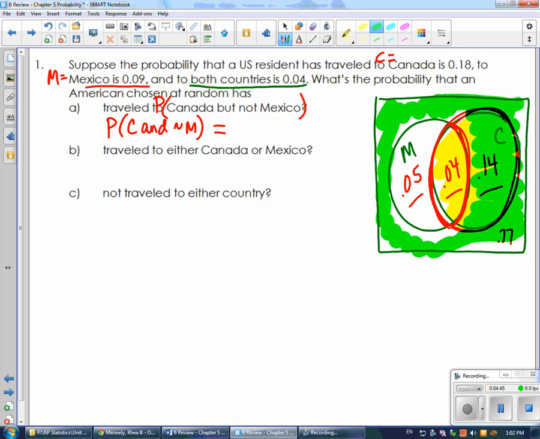And since it's an "and," I'm looking for the overlap. And the overlap occurs right here. And that, I know, is going to be 14%. And you can look right at the Venn diagram and tell that.